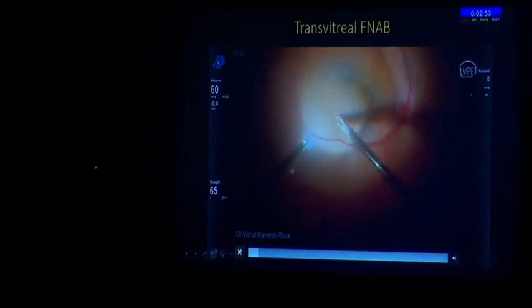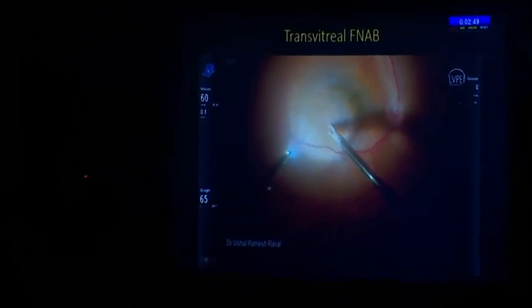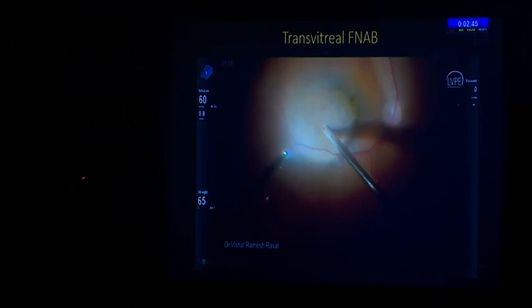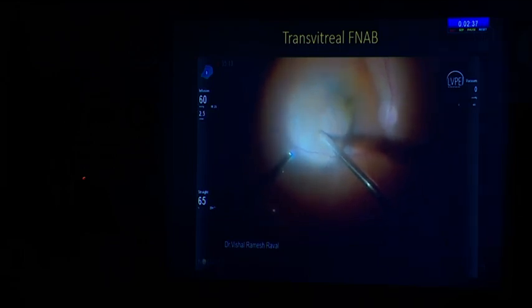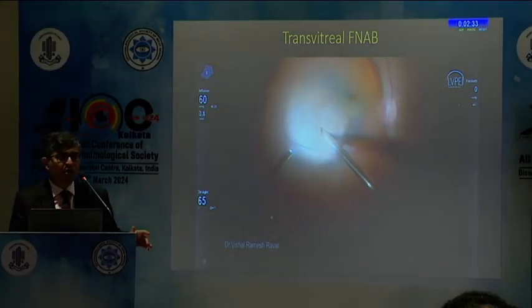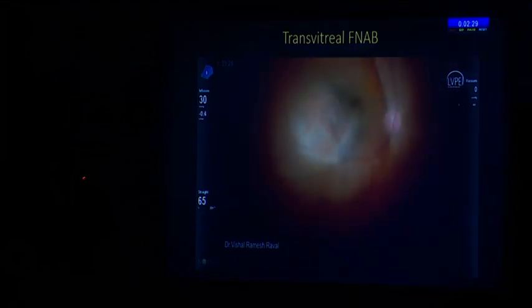So what we use is a long 24 gauge needle through one of the 23 gauge trocars, and we directly go to the most prominent portion of the tumor, avoiding any major retinal blood vessels. And with a back and forth movement, what I am trying to do, the sister is slowly aspirating the material we are collecting from the tumor substance, and this we fixed in 70% absolute alcohol and send to the pathologist as early as possible, if not on the same day.